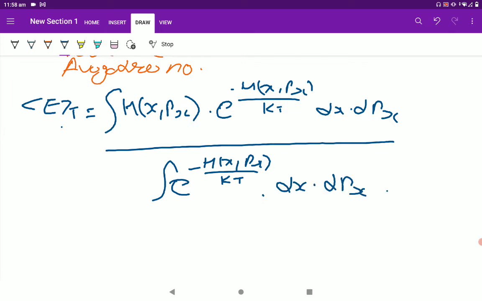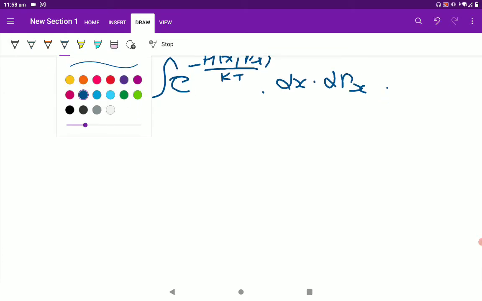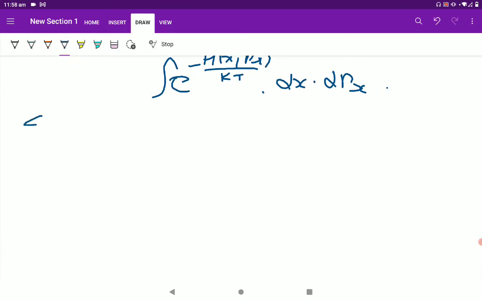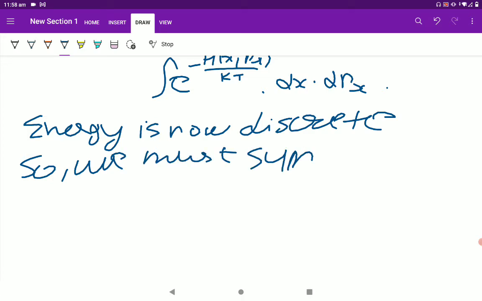So the question is how Einstein calculated the average energy. The energy now is discrete, so it is not an integral. So the answer is, energy is now discrete, not continuous, so we must sum over instead of doing integration.